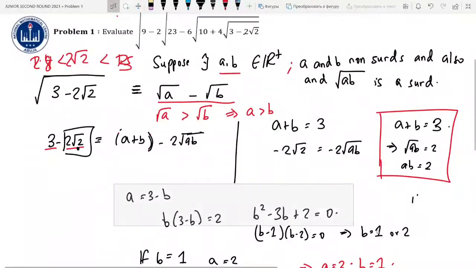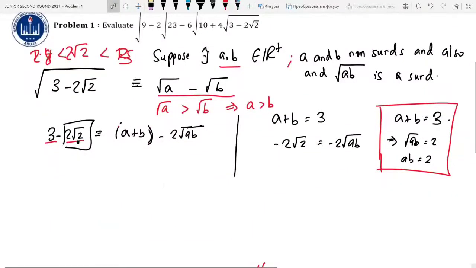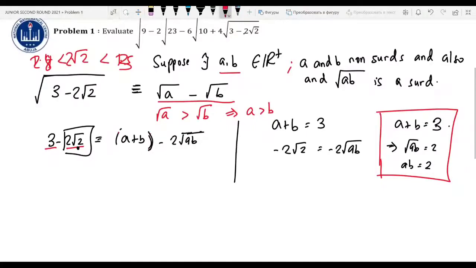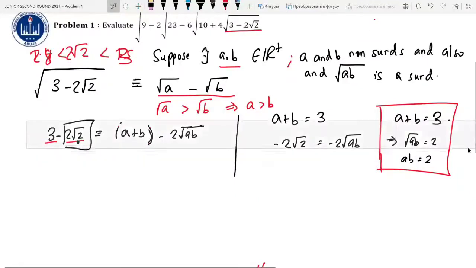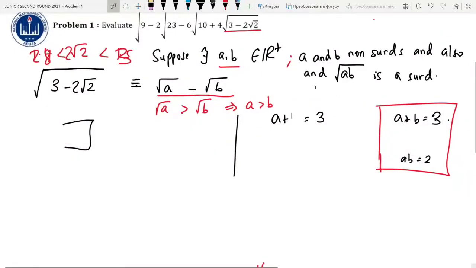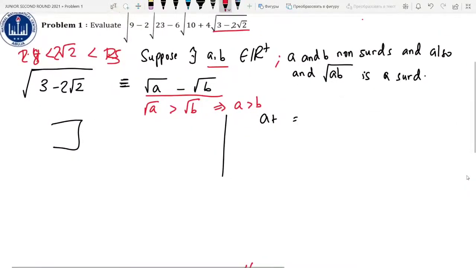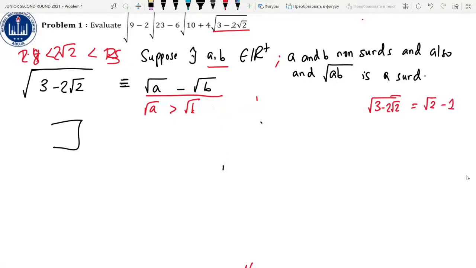So what we're going to do now is put this in the same form as the square root of 2 minus 1. So let me write it here. So the square root of 3 minus 2 root 2, we found out, is the square root of 2 minus 1. So that is the first step.